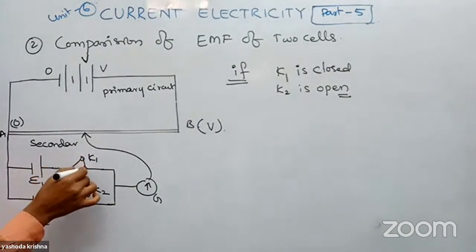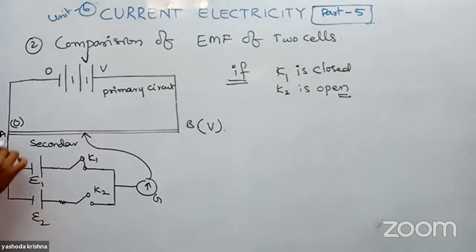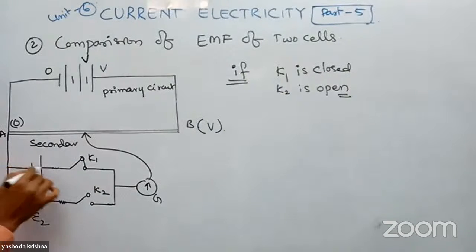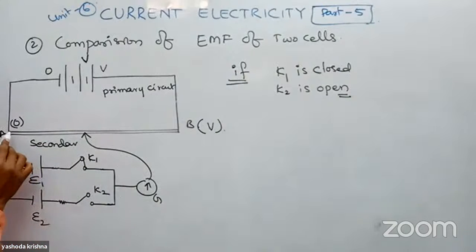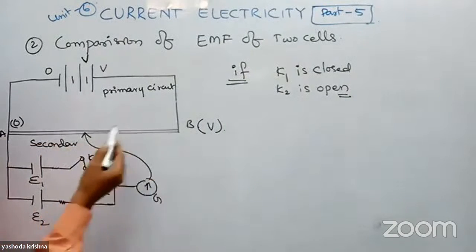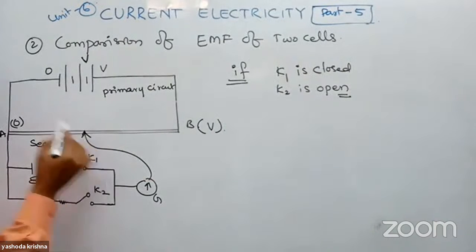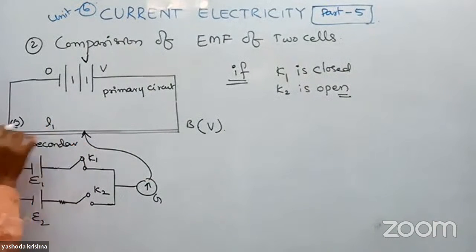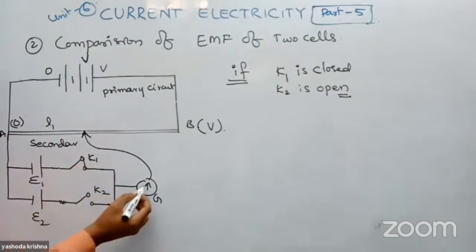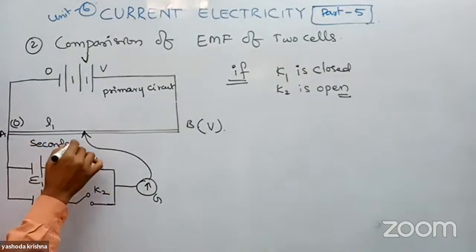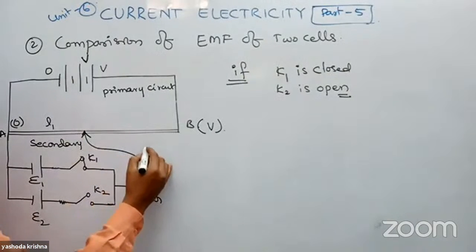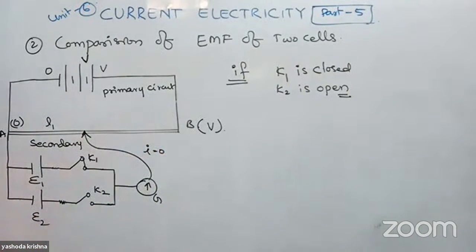If this one is closed, then what happens? Current flows through the total closed circuit. When jockey J travels from A to B, after some distance L1, the stick of the galvanometer indicates 0. That is nothing but null deflection. Null deflection means the current passing to the secondary circuit is 0.